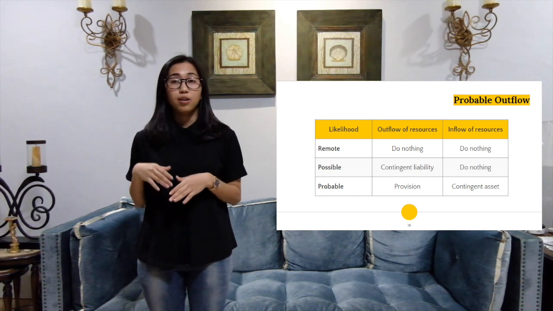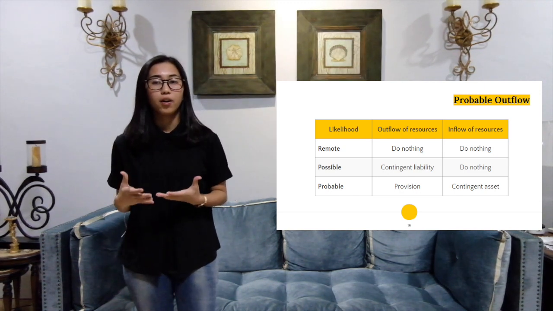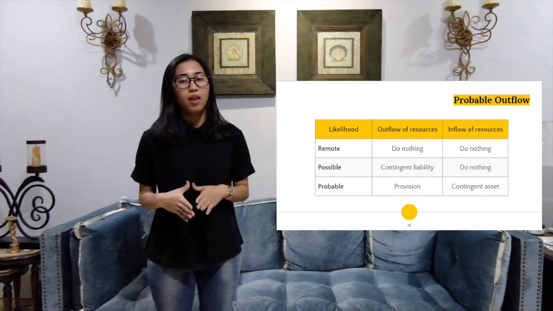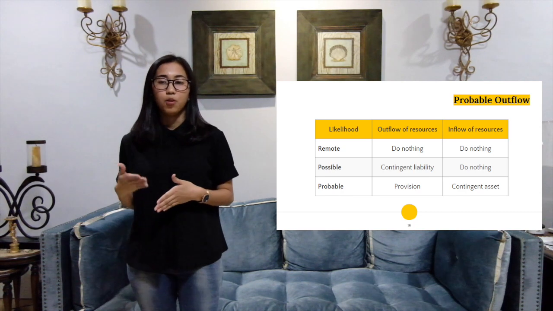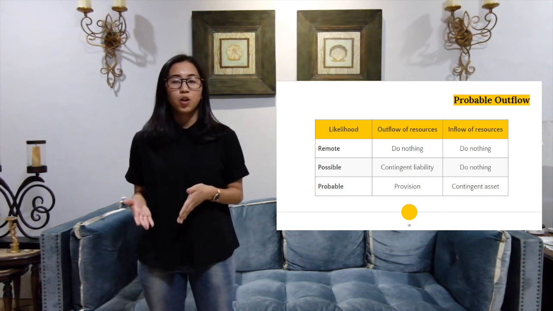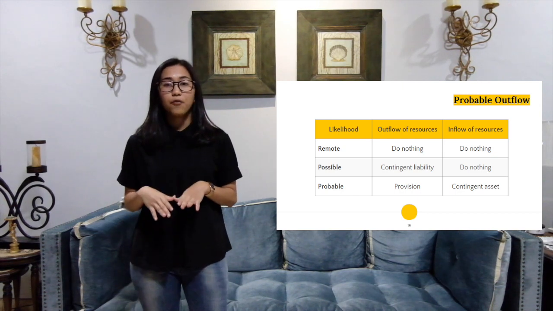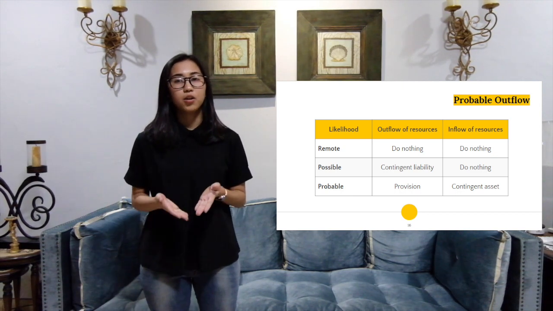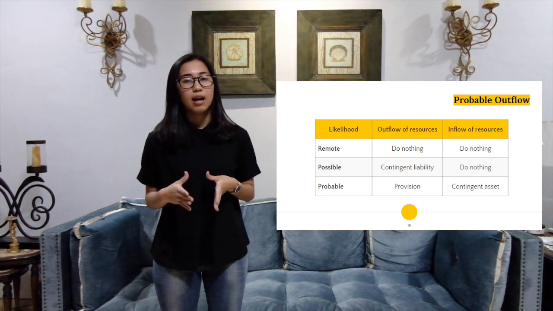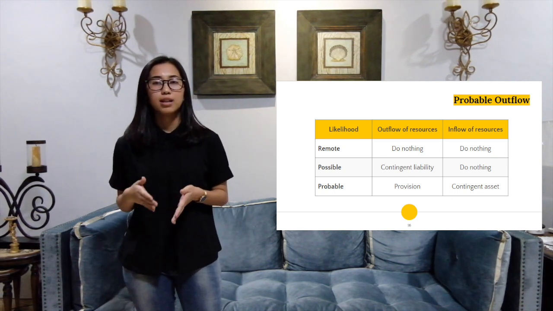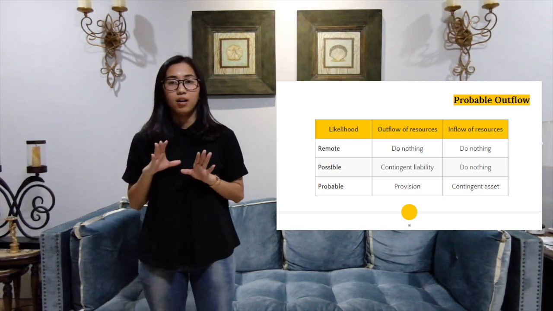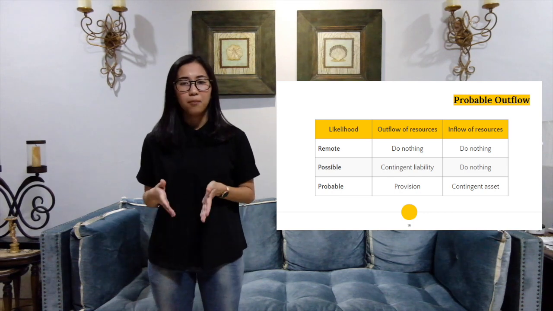Based on this table, we can identify whether the company needs to do recognition or not. If the outflow is probable, then the company should recognize the provision. But if the outflow is only possible, then the company just discloses the contingent liability. The concept of contingent assets is similar to the concept of contingent liability. The key difference is that a contingent asset is only disclosed if there is a probable future inflow rather than a possible one. The third criterion is the reliable estimate.